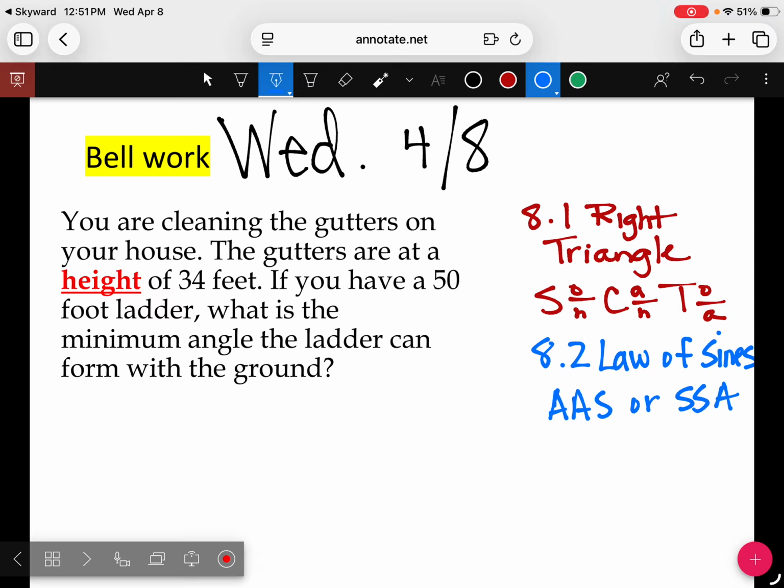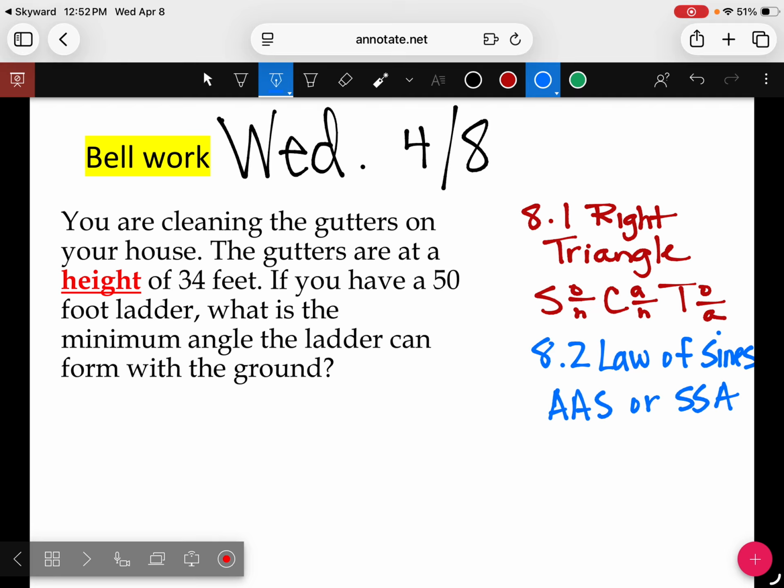Because what does height tell you? What kind of angle, if I'm standing up straight, right? When you go to the doctor, they measure your height, you stand up, you don't lean, right? What angle am I forming with the ground? If I'm standing up straight, it's a right angle. So when you see this word, that means it's a 90-degree angle.